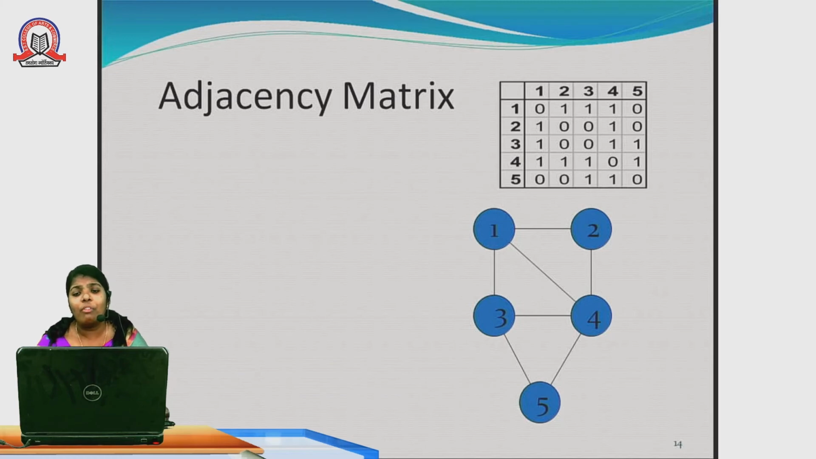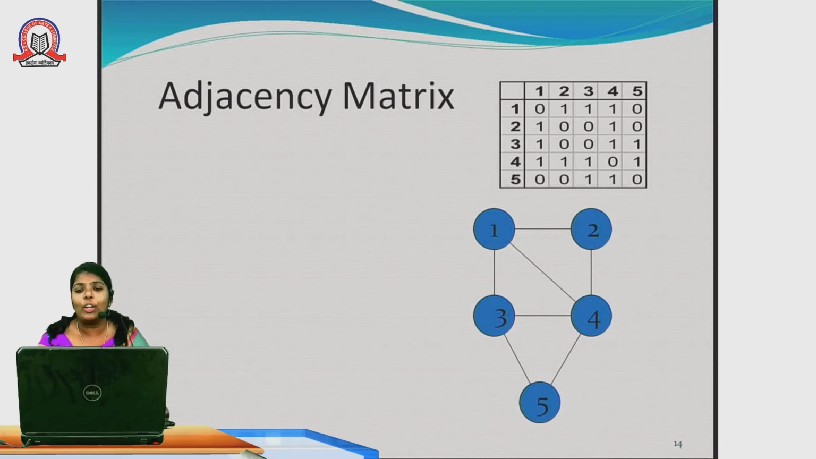Here, 1 to 1 is 0. Then 1 to 2, yes, they are connected, so we have 1. Again 1 is connected to 3, one edge is there, so I am writing 1. Then 1 and 4, yes, connected, so 1. And 1 and 5, there is no connection, so 0. Like this you represent the adjacency matrix for the graph.